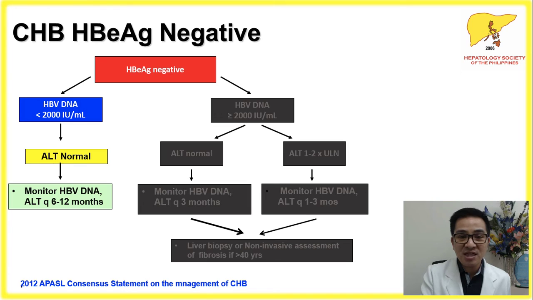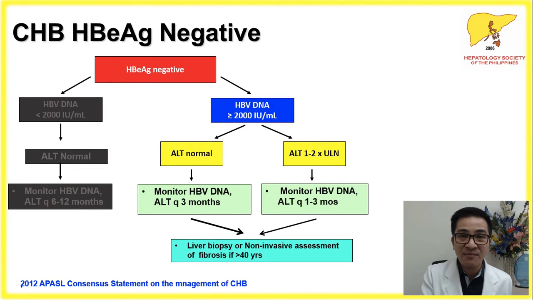Specifically, for patients with e-antigen negative disease with HBV DNA level of less than 2,000 IU per ml and normal ALT, viral load and HBV DNA should be monitored every 6 to 12 months.